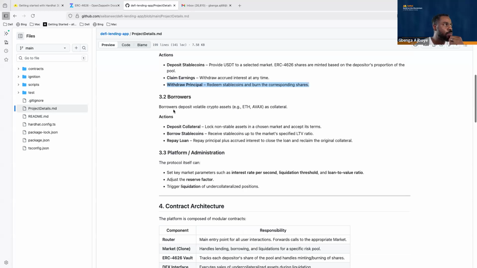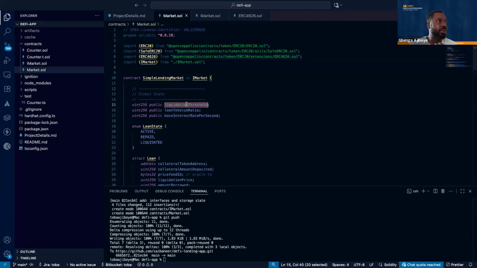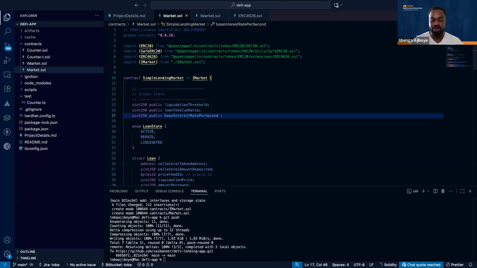So borrowers deposit volatile assets if AVA acts as collateral. The borrowers deposit the collateral and they accept the terms of the market. The terms of the market are things like the liquidation threshold, the loan to value, the base interest rate per second. They might actually accept an interest rate, not a base interest rate, because we might make this something like base interest rate plus K, where K is something that we mess around with based on utilization or something. But it's just a thought that I'm having.